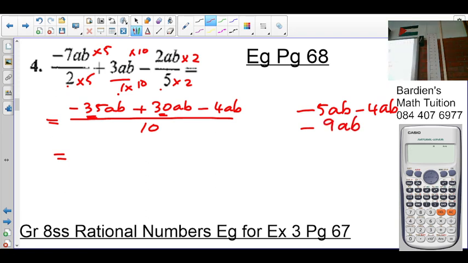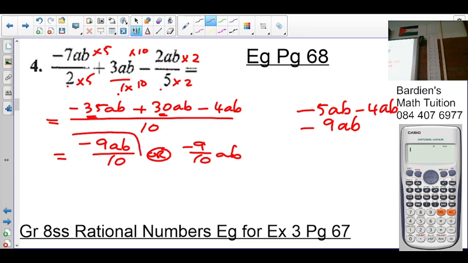Can you see that, people? So it's going to be negative 9ab over 10. Can be written like that, or negative 9 over 10ab. We'll see me write it more often in that format. But if you write it in there, it's no problem. Okay. Any confusion?